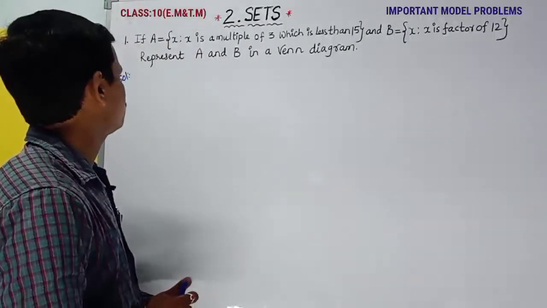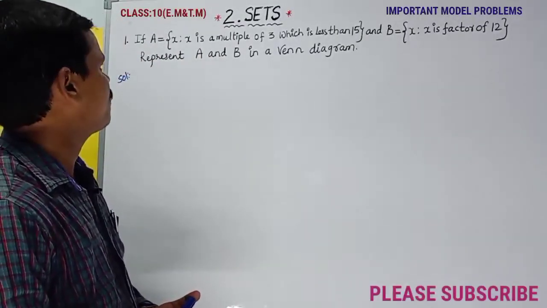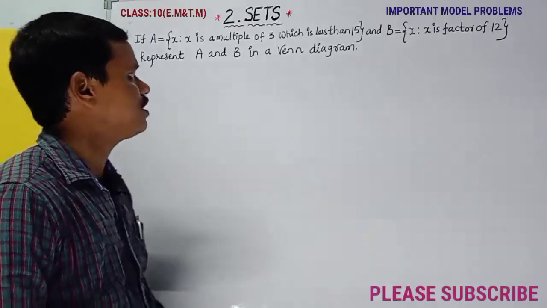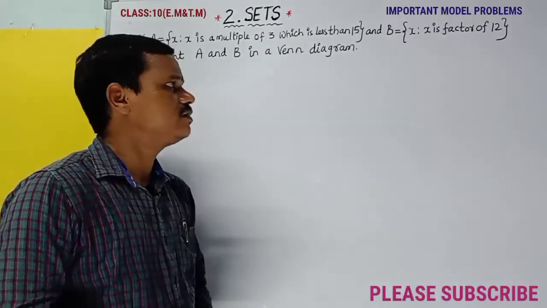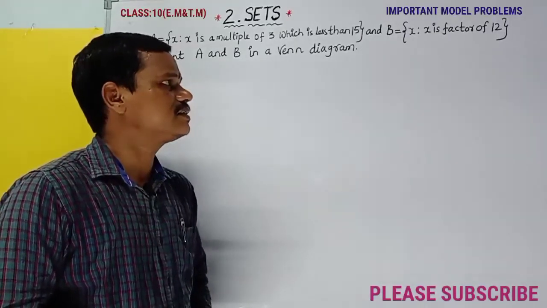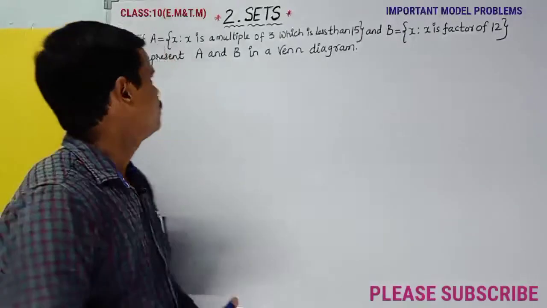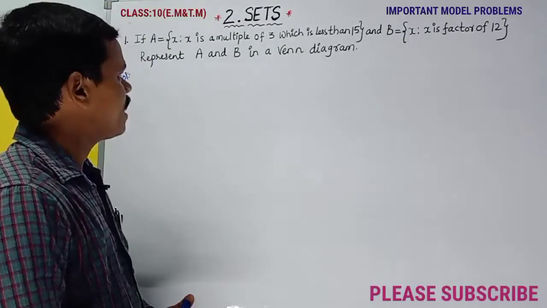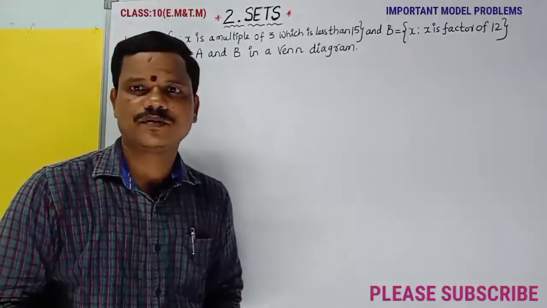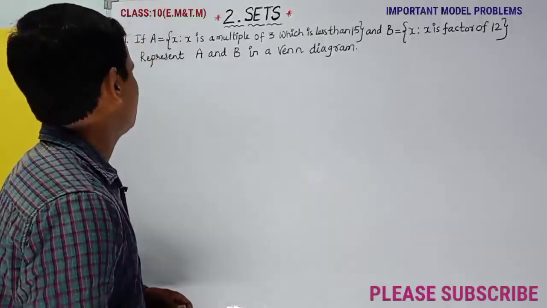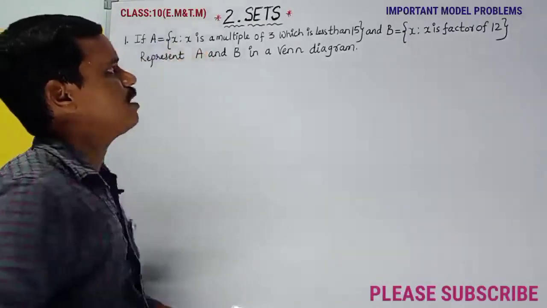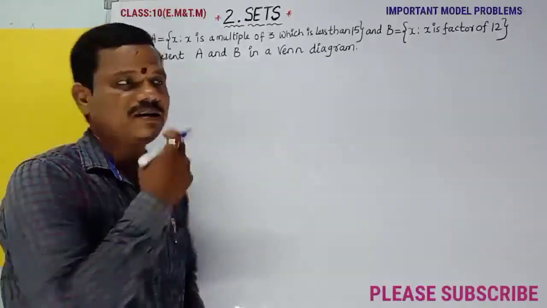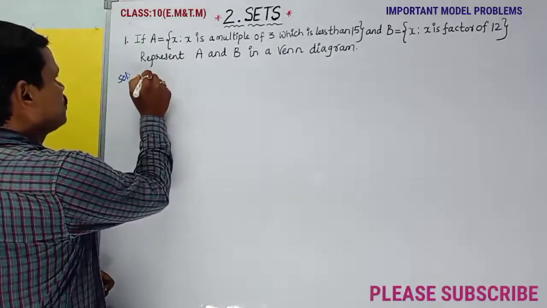First problem: if set A is equal to the set of x such that x is a multiple of 3 which is less than 15, and set B is equal to the set of x such that x is a factor of 12, represent the sets A and B in a Venn diagram. Okay, here what is given? The set A is equal to the set of x such that x is a multiple of 3 which is less than 15. Write the first set in roster form.